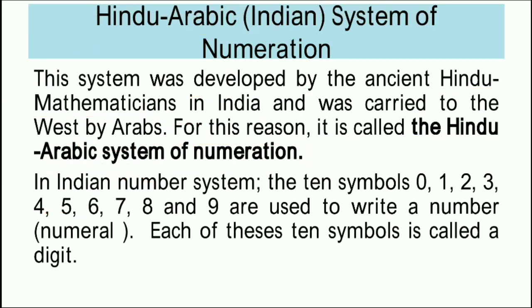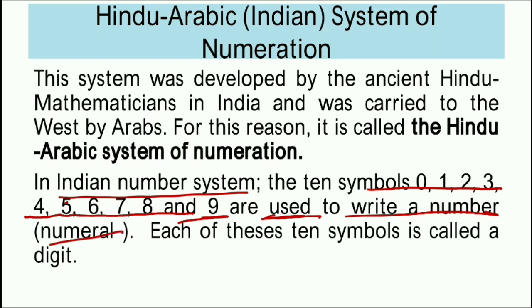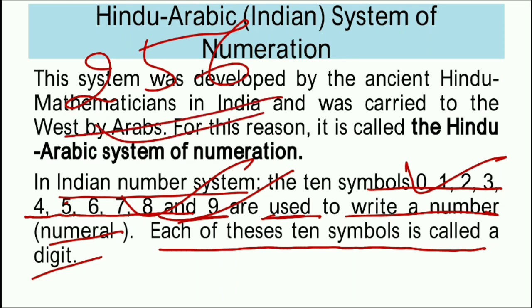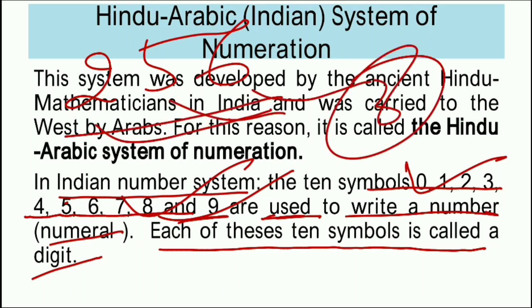Got it? In the Indian number system, we use 10 symbols, and those are 0, 1, 2, 3, 4, 5, 6, 7, 8, and 9. There are a total of 10 symbols, which we already know, used to write a number, that means a numeral. Each of these 10 symbols is called a digit. Suppose I write 256. There are 3 digits in this number. How many digits? 3 digits. Got it?